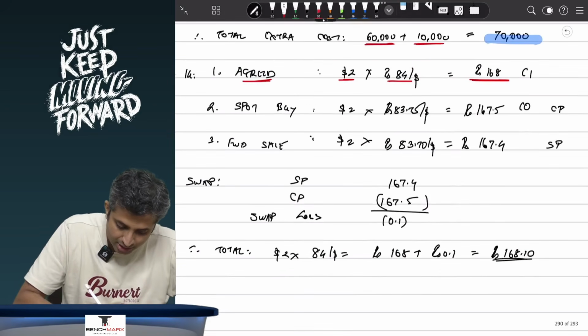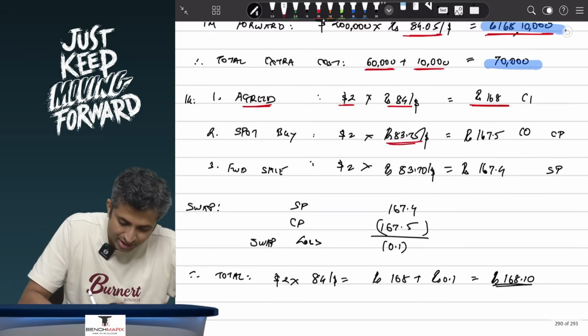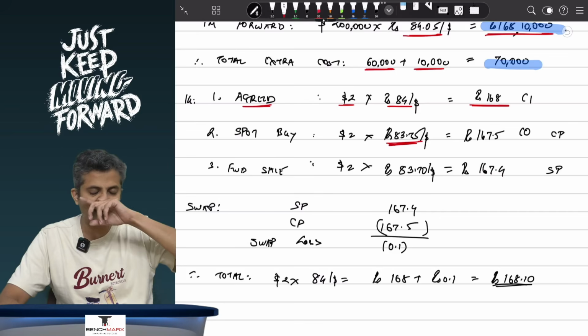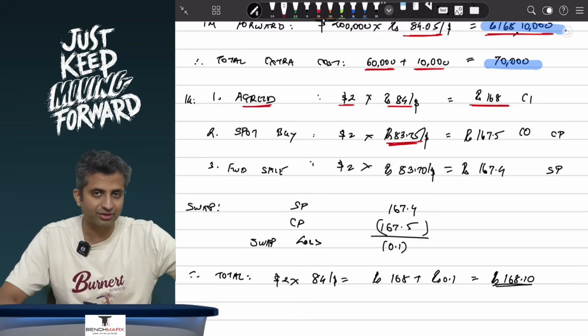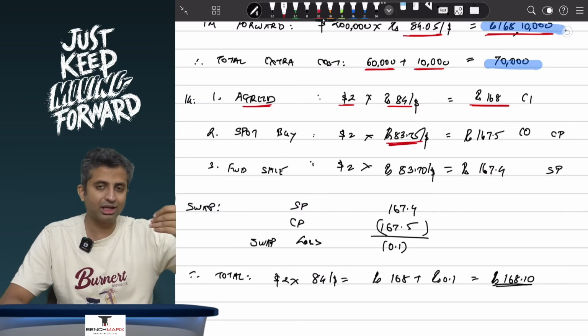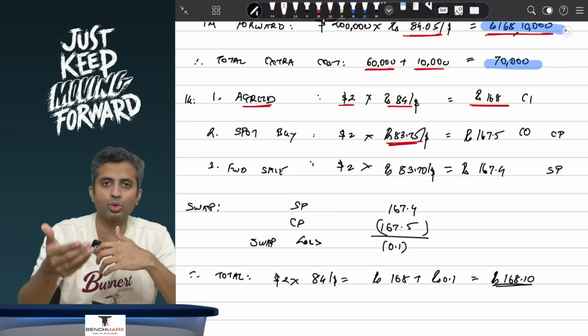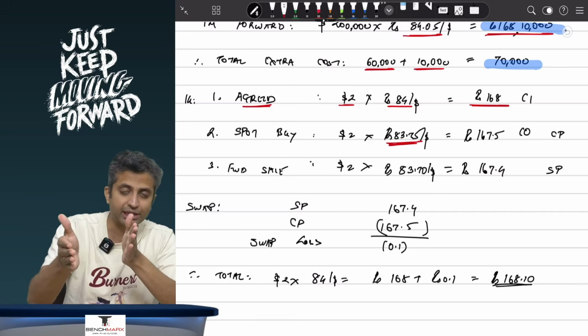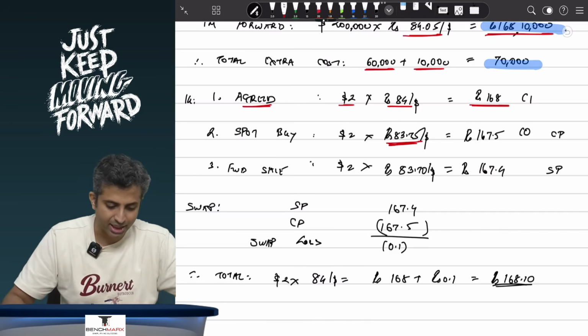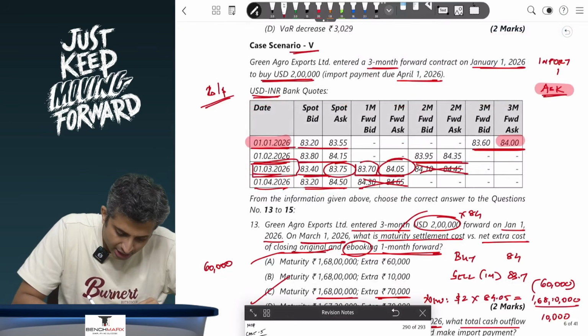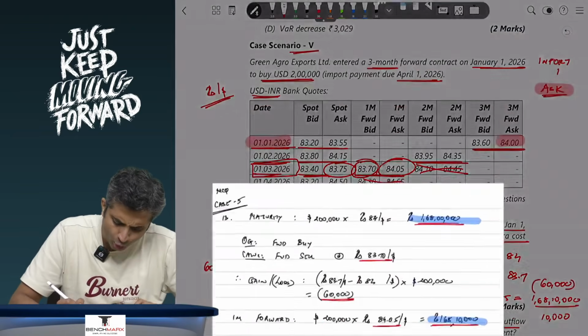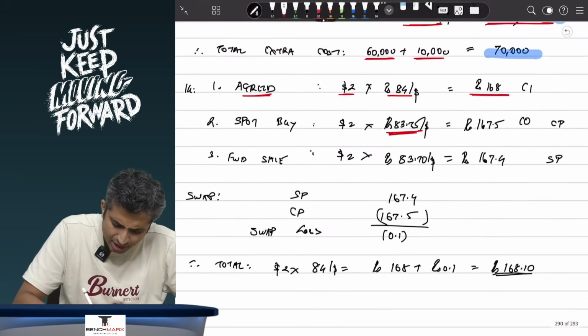So over here, this will be at 83.75. Now the swap says that if I'm doing a spot buy, there'll be a forward sale. So for 1 month in the interbank market, the bank will enter into a forward sale. So if the bank is selling, the interbank dealer is buying, they will buy at 83.7. So over here, this will be at 83.7.